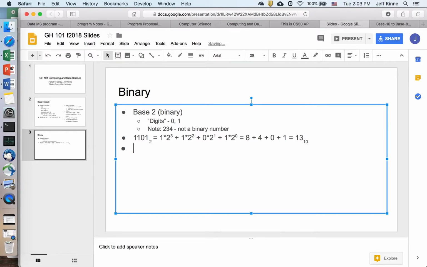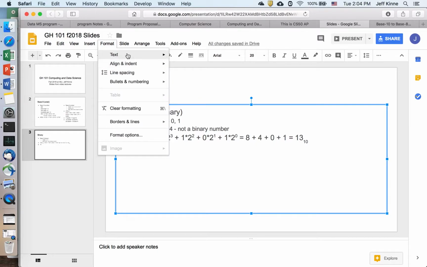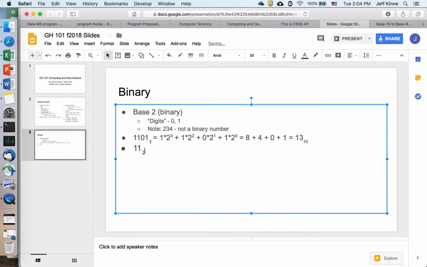Okay, let's try another easy one. Let's say we have the number 11 in base 2. What is that as a base 10 number? So pause, say what you think it is. Okay, now, so we're looking at a base 2 number. This is the 1's digit. This is the 2's digit. So we have 1 times 2 plus 1 times 1 is 3.